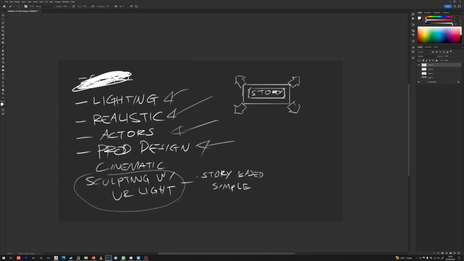But more than that, at the end of the day, I thought it was only about being story based and simple. So what do I mean by story based? By story based, I mean every single decision in that frame is there to support the story. And it's about asking what's in the frame and why it's in the frame.